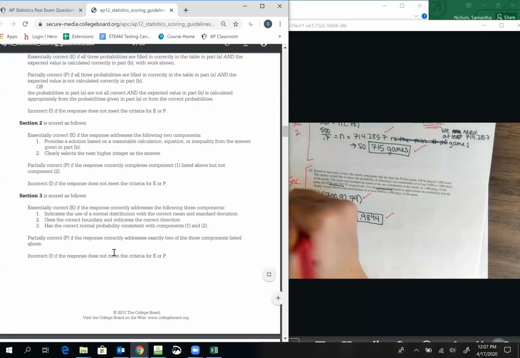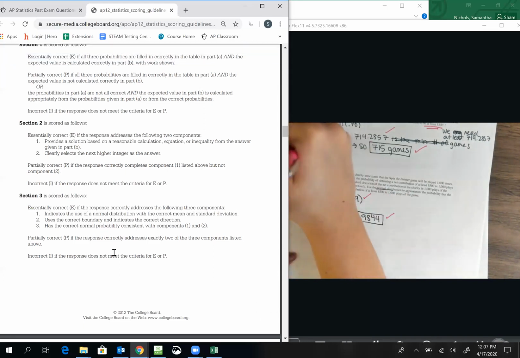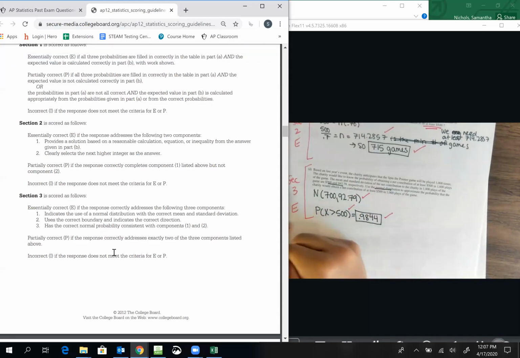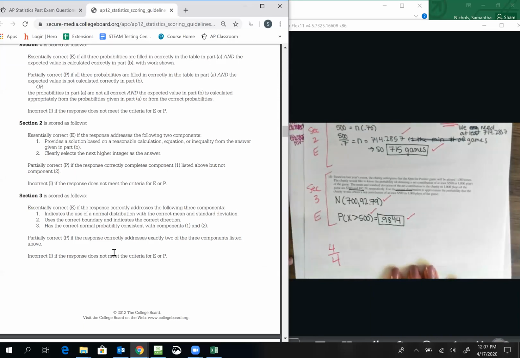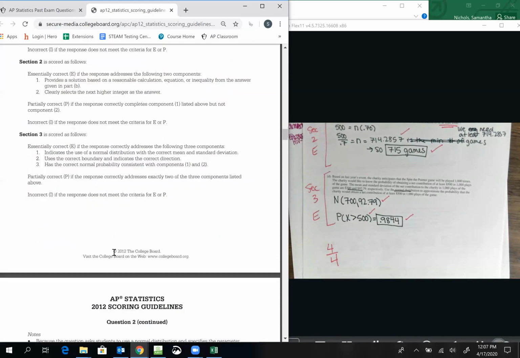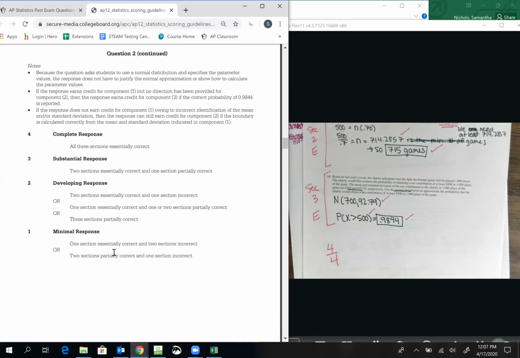So this was an E, this was an E, and that was an E. So this question is 4 out of 4. All three E's is a 4 out of 4. 2 E's and a P, 3 out of 4, etc., etc. Same drill as usual.